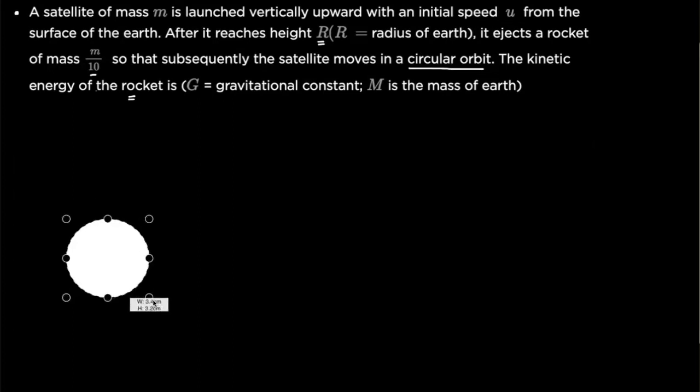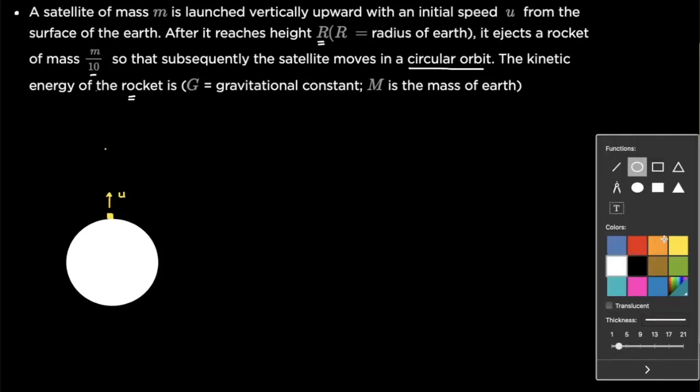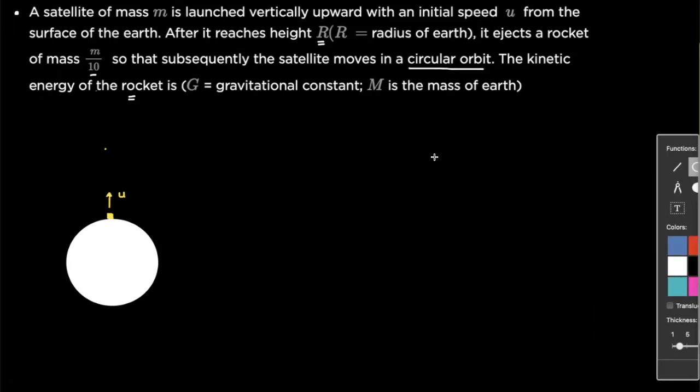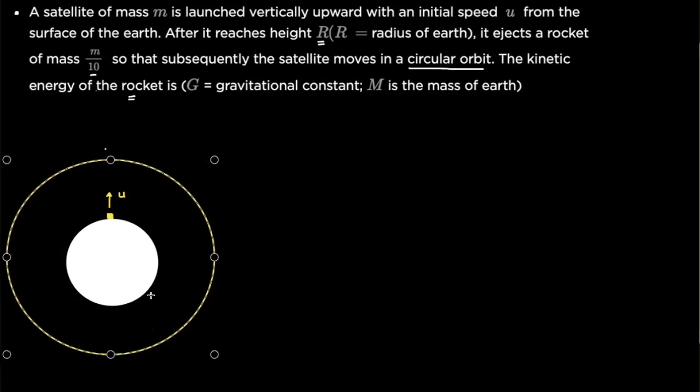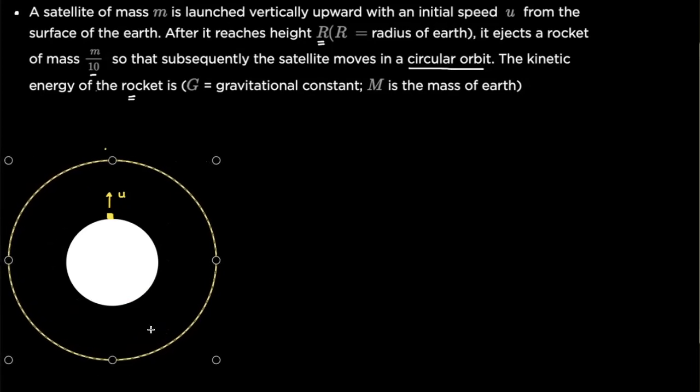Let us say this is the Earth. Now there's a rocket of mass M that is launched vertically from here, launched like that with a velocity of U. I'll take a lot of time to explain so that we can get it properly. Once it reaches a height R from the surface of the Earth, where R is the radius of the Earth also.